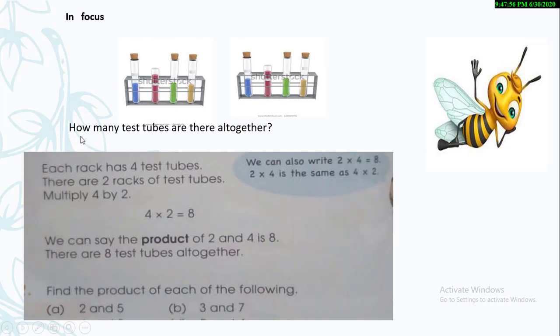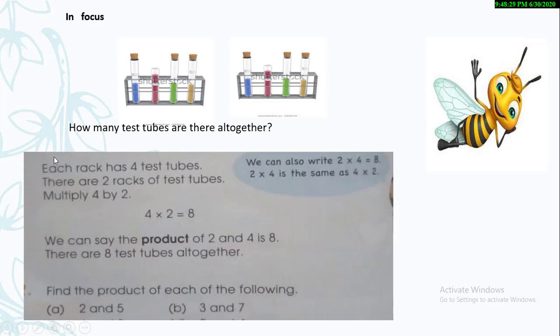What's the question for you? How many test tubes are there altogether? Okay, at the grade 2 level, what you guys do is quickly count the test tubes and tell the answer that there are 8 test tubes. But when we are talking about multiplication, you need to write it down in that form, although your answer will be correct. That's what I said, that your answer will be the same and correct, that there are really 8 test tubes over here. But how will you write it?